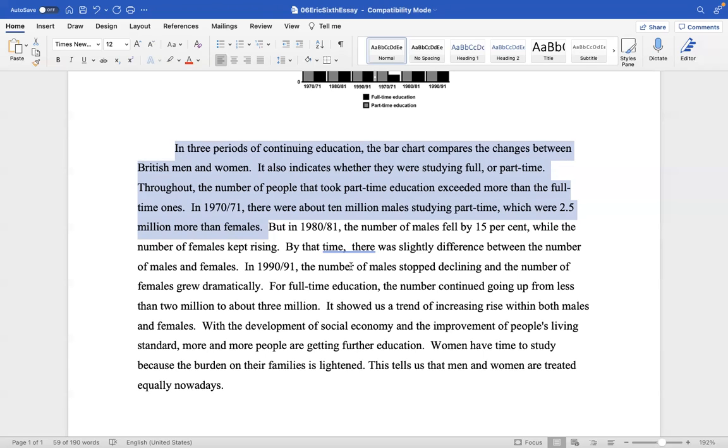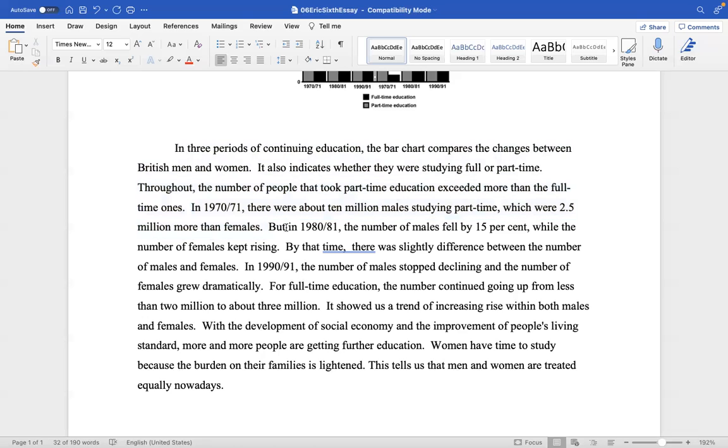So, "in three periods of continuing education, the bar chart compares the changes between British men and women. It also indicates whether they were studying full or part-time." Maybe we don't need that comma. "Throughout, the number of people that took part-time education exceeded more than the full-time ones." That's okay, that's good. "In 1970 to 71, there were about 10 million males studying part-time, which were 2.5 million more than females." Yeah, good, okay.